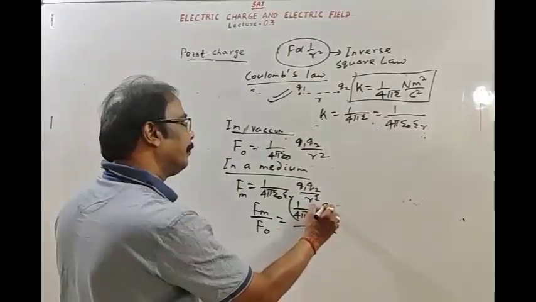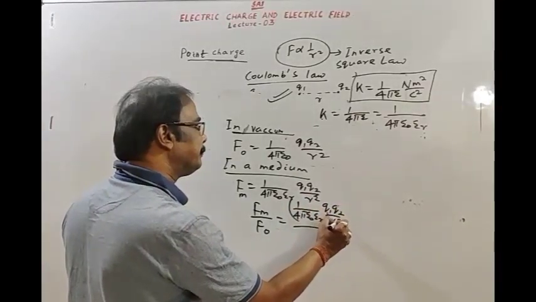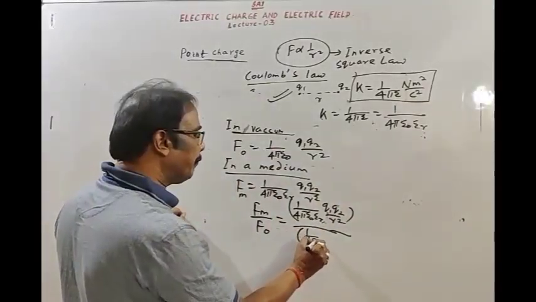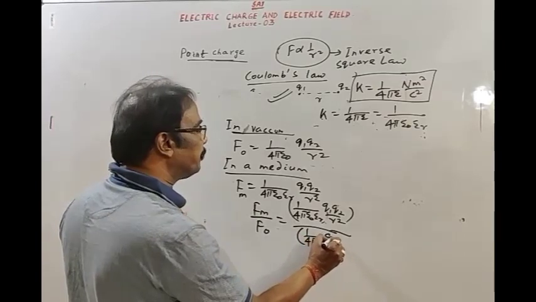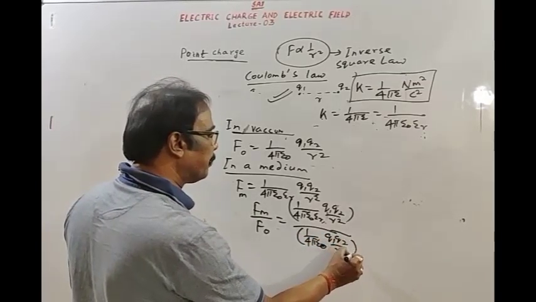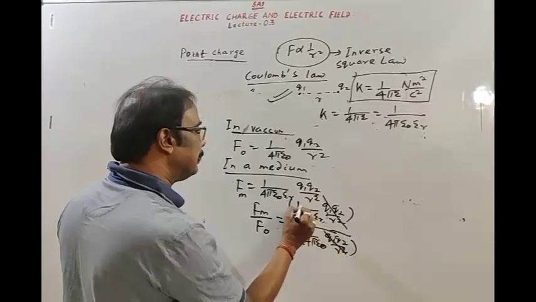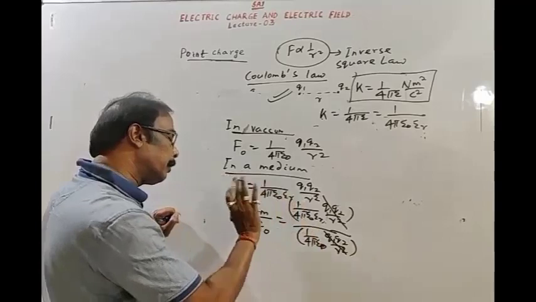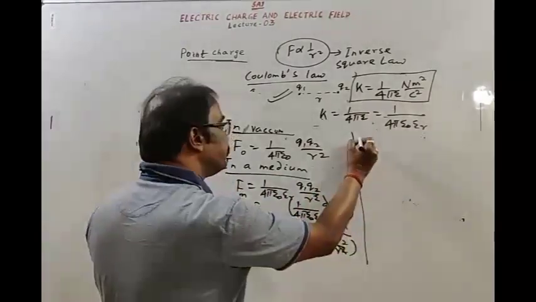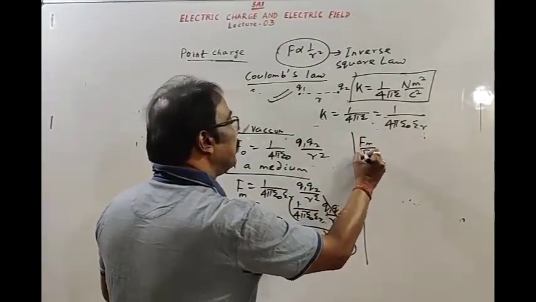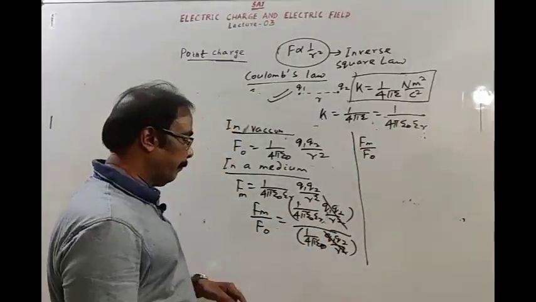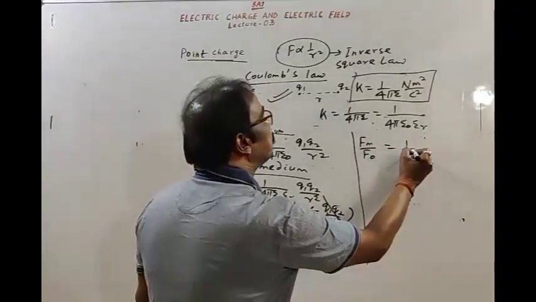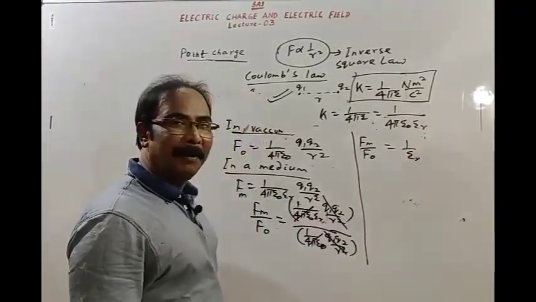Q1, Q2 will get cancelled. Divided by force in vacuum, 1 divided by 4 pi epsilon naught Q1, Q2 divided by R square. See, 1 by 4 pi, 1 by 4 pi, epsilon naught get cancelled. So what we get? Force in medium divided by force in vacuum. All these get cancelled, means this is equal to 1 by epsilon R.